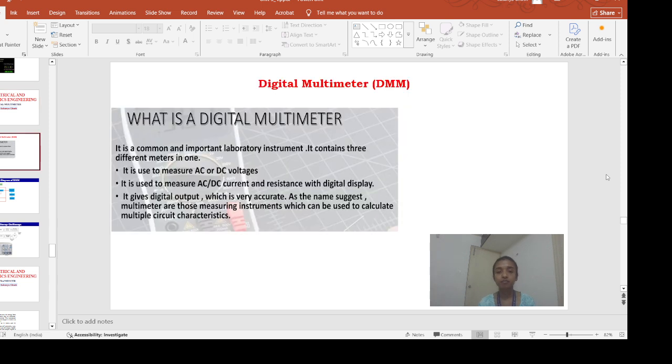So let us start. What is a digital multimeter? It is a very common and important lab instrument. It has mainly three different meters in one. It is used to measure AC or DC voltages, AC or DC current, and resistance with digital display. So it will give us a digital output which is very accurate. Multimeters are measuring instruments which can be used to calculate multiple circuit characteristics.